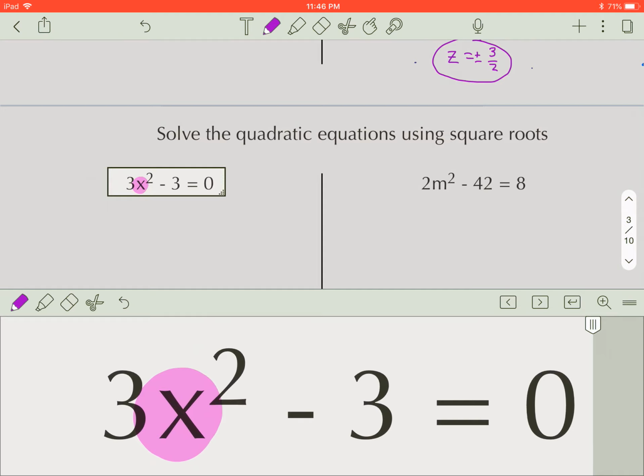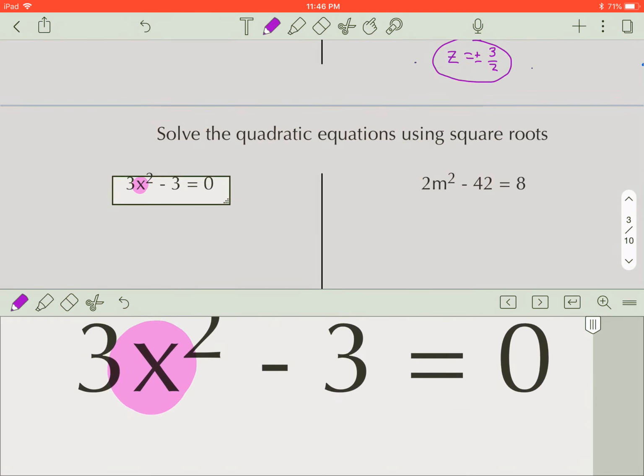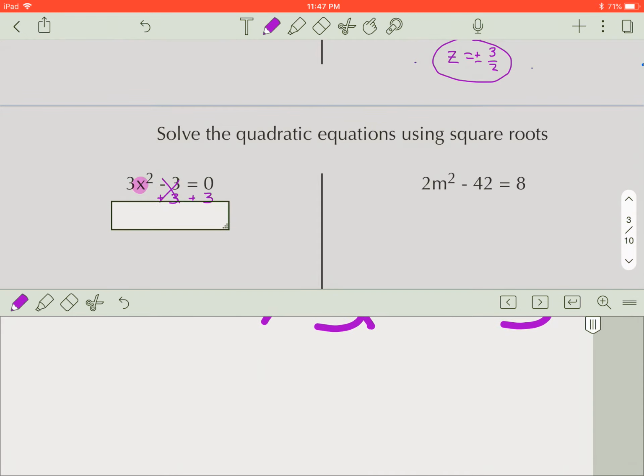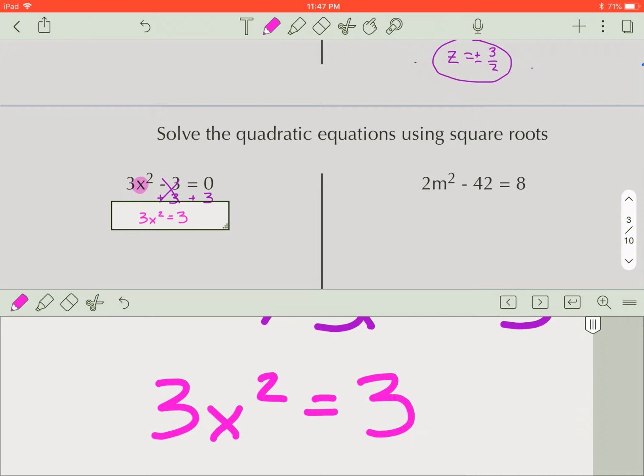To do that, we are going to undo everything that's being done in this problem. Usually when we solve problems, like I said in the last video, we use PEMDAS. But since we're undoing this, we're going to go backwards and do PEMDAS backwards. So the first thing to do is get rid of that minus 3 by adding 3 to both sides. And those would cancel out. I'd add 3 here. And I'd be left with 3x squared equals 3.